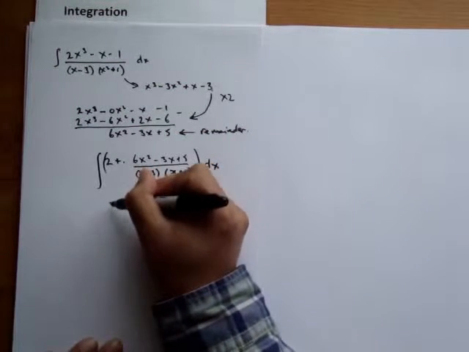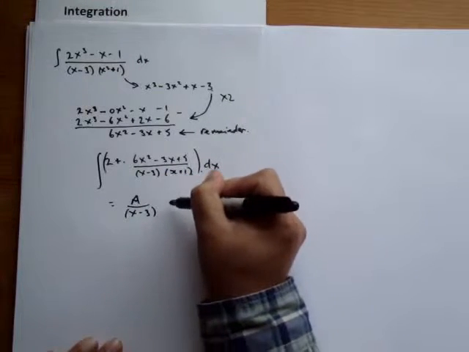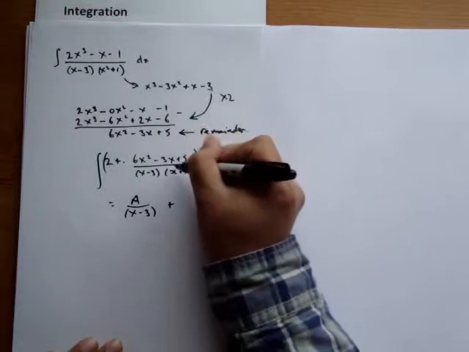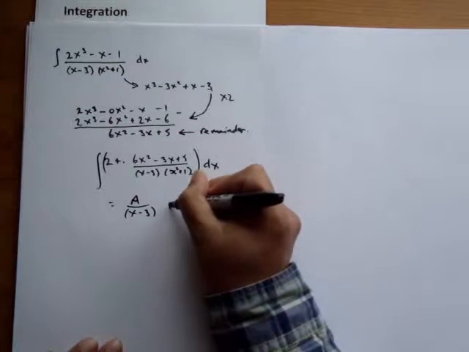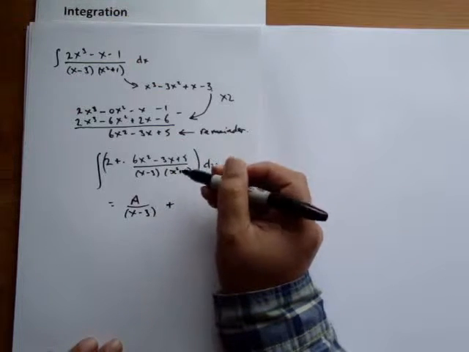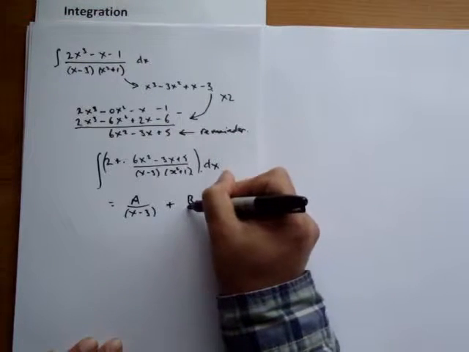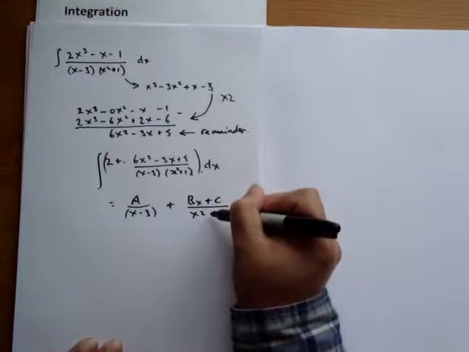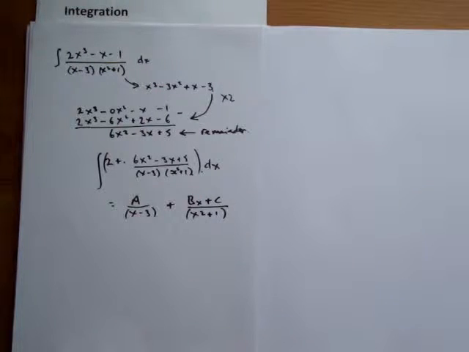So here we get a over x minus 3 plus, now because of our x squared, we could have an x in our numerator, so we have to put a bx plus c over x squared plus 1, and that is our algebraic fraction reduction, partial fractions reductions.